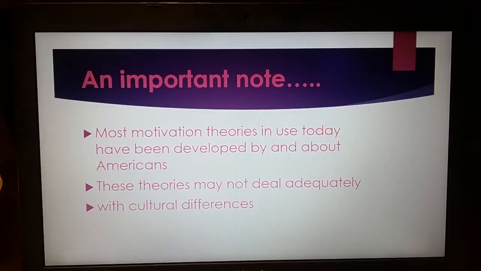Okay, and then just a few important notes here. The motivational theories we've been talking about today were developed by and about Americans. So remember we talked about Hofstede's five cultural indicators. We live in an individualistic culture, so some of these theories might not hold for people in a collectivist culture. The results might not be able to deal adequately with cultural differences, really, is the bottom line. It's the thing to keep in mind. Sometimes it will, but sometimes it doesn't.